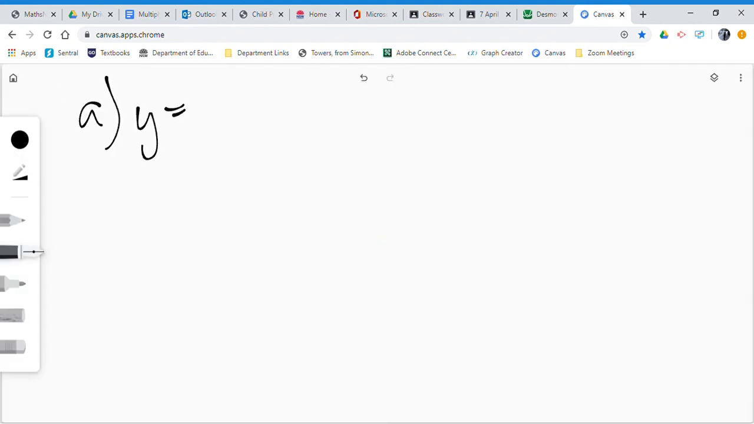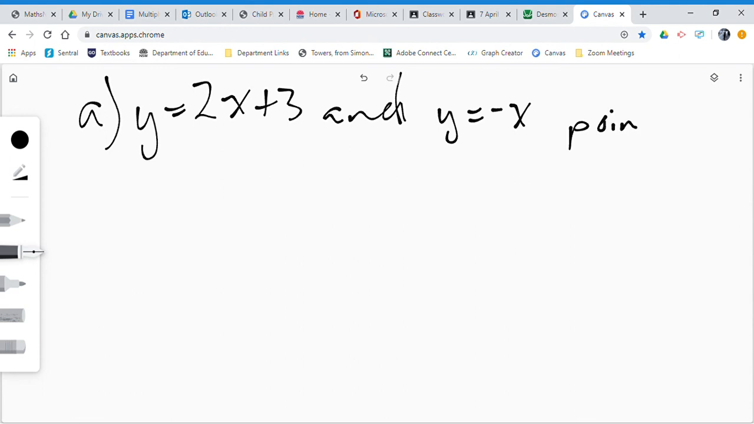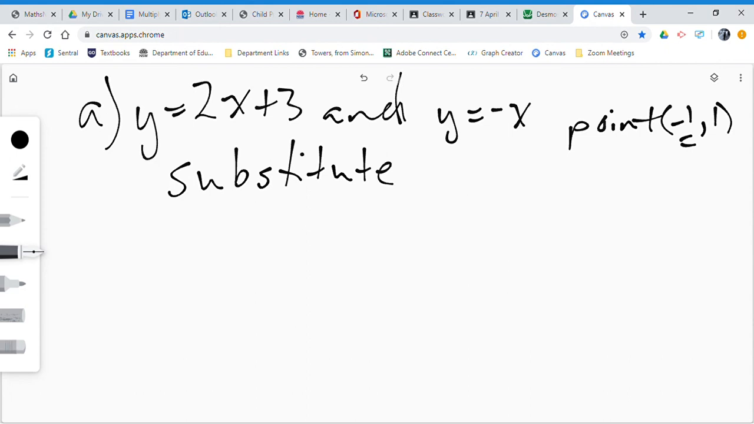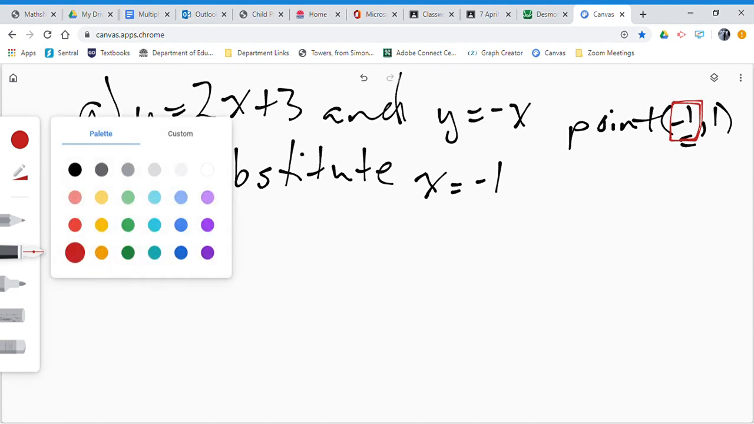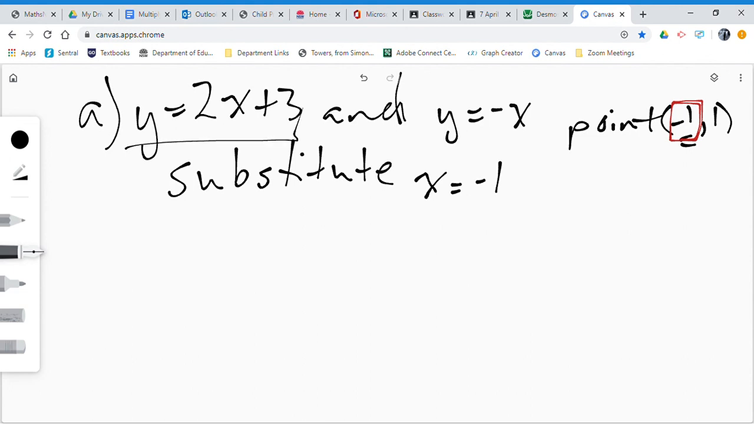So to start, in A, I said y equals 2x plus 3 and y equals negative x, and the point of intersection we were going to test is negative 1 comma 1. So to start, we're going to substitute one of our values. Let's substitute in our x value of negative 1. If you're wondering where I got negative 1 from, I'm pulling it from the point that I'm given. I can pick one of my equations, so I'm just going to substitute into this equation to start. So I write y equals 2, bracket, I substitute in negative 1.